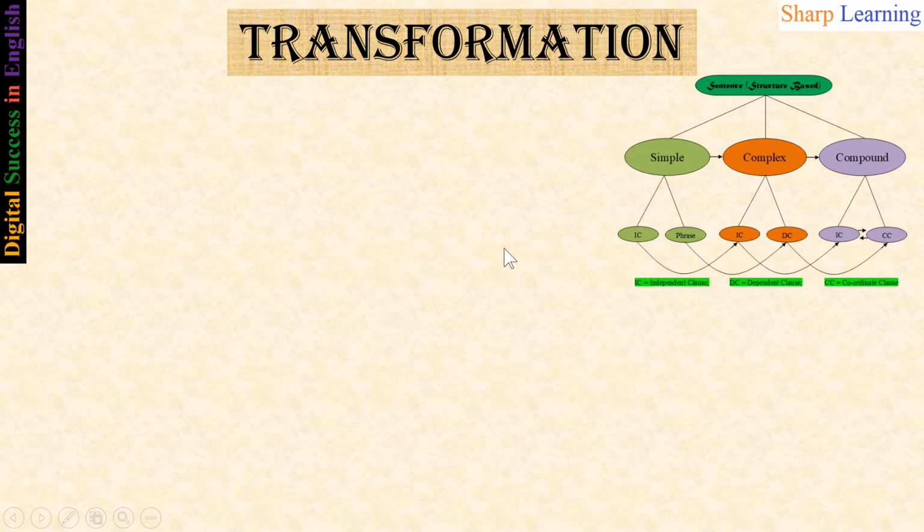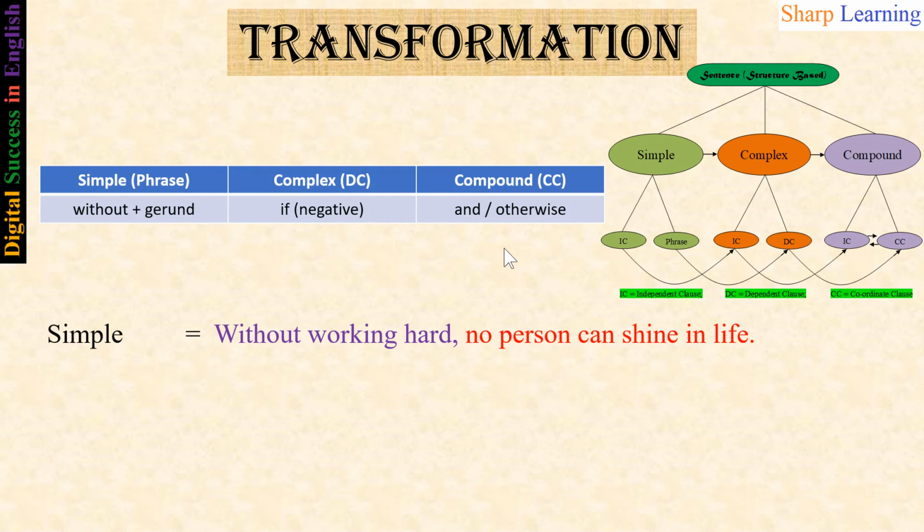Okay, proceed. Without working hard, no person can shine in life. Here, without working hard is a phrase because there is no subject, there is no predicate. No person can shine in life, it is IC because in this clause there is no conjunction at the beginning and without this clause no sentence can be made. And this clause, this IC, can independently express its full meaning.